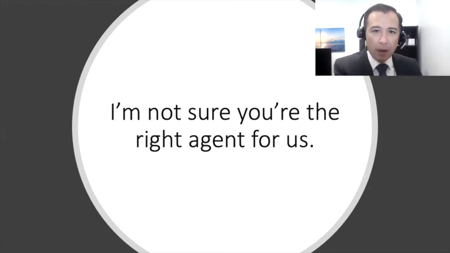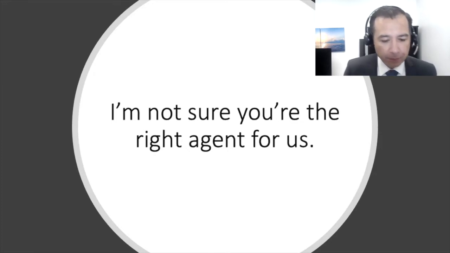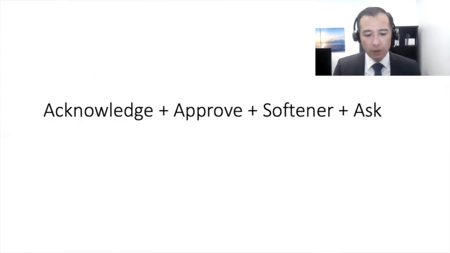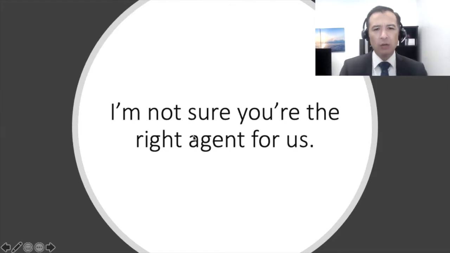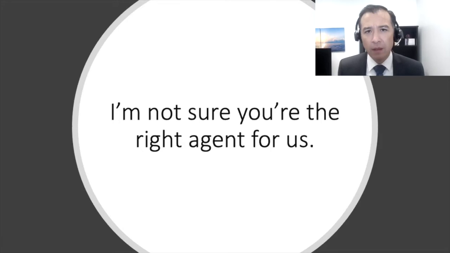Okay, you can't rebuttal this. This objection is way too general to rebuttal on its own. You need to actually get more information. You need to get the true objection out before you can deal with that. But let's go with this. So acknowledge. Okay, so you're not sure that I'm the right agent for you. Yeah, I'm not sure if you have the right amount of experience to sell my home.